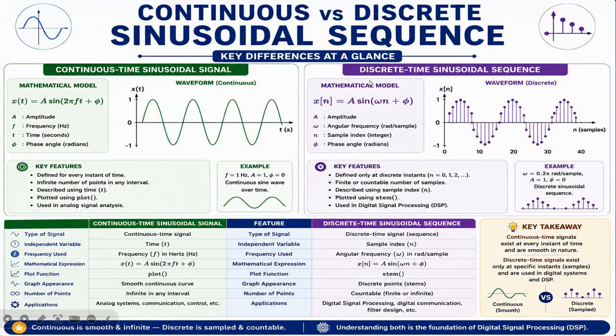Okay, and the key features of the discrete time sinusoidal sequence are: it is defined only at discrete instants of time, it has a finite or countable number of samples, and it is described using the sample index n. So it is plotted using what? It is plotted using the stem function, and it is used in digital signal processing. So here you can see the features, and you can see the differences between the continuous time sinusoidal signal and the discrete time sinusoidal signal.